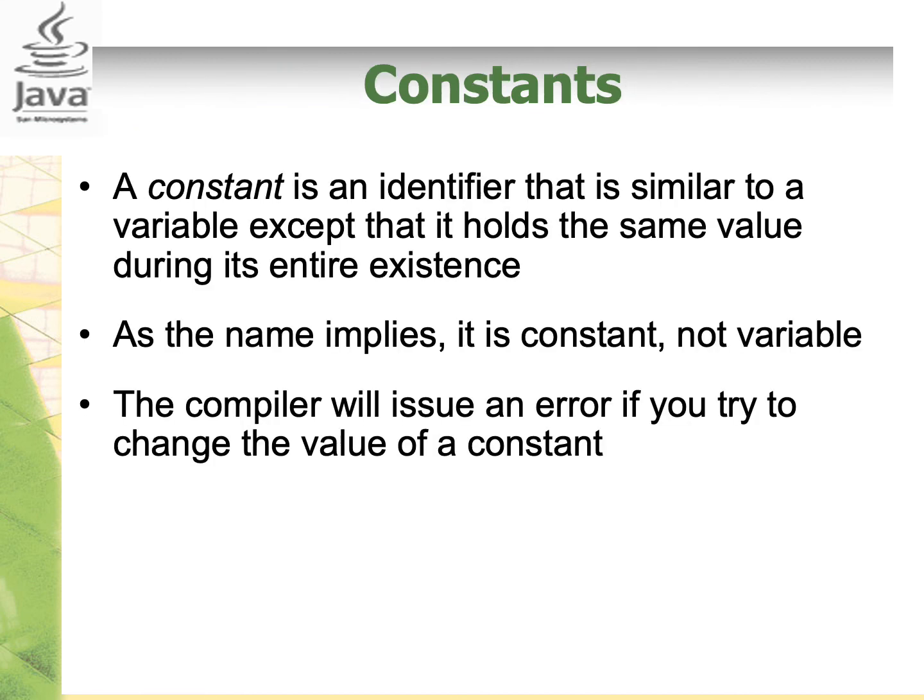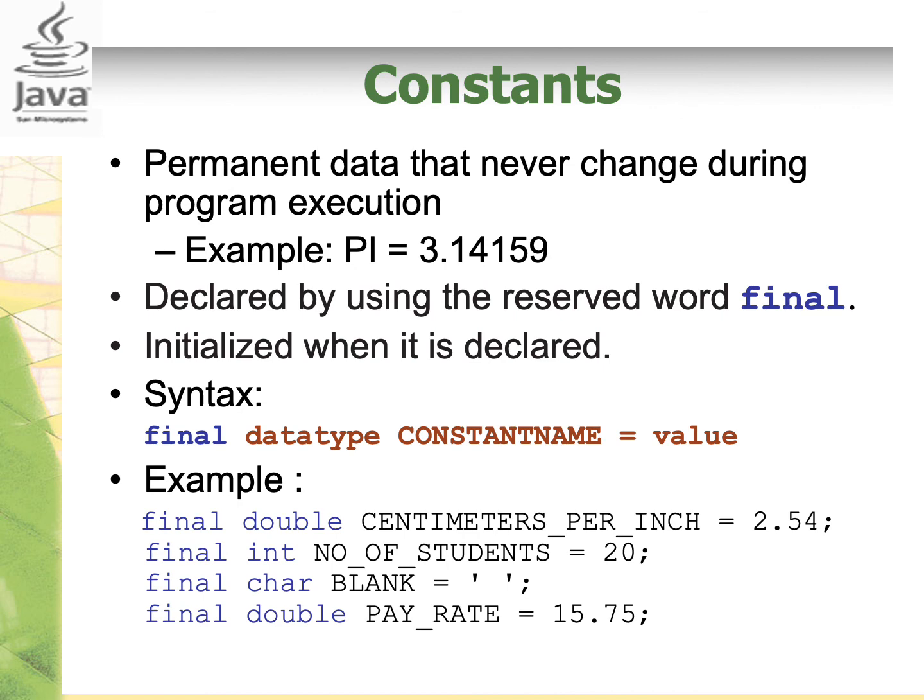A constant is an identifier that is similar to a variable, except that it holds the same value during its entire existence. As the name implies, it is constant, not variable. The compiler will issue an error if you try to change the value of a constant. A constant is permanent data that never changes during program execution, which means you cannot change the value of a constant. That's why we wrote final in front of it, meaning that that's the final value.